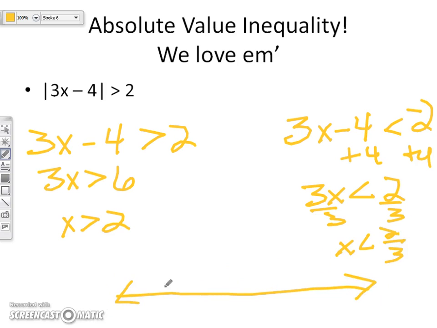If we had to graph it, we would do so like this. x is greater than 2: all of those numbers that are larger than 2. x is less than 2/3: x is all those numbers that are less than 2/3.